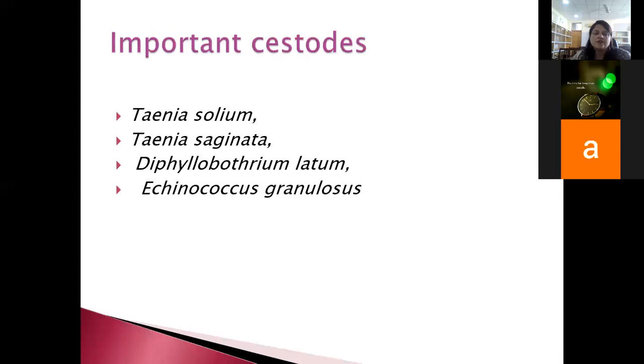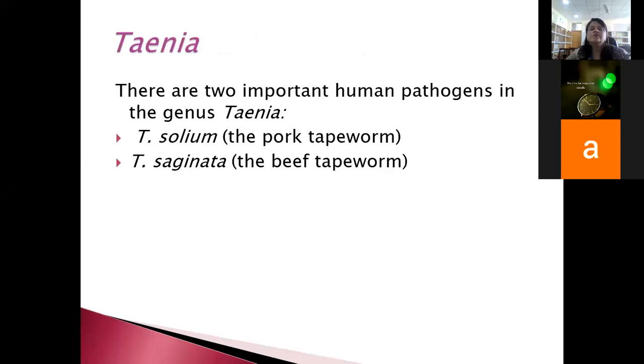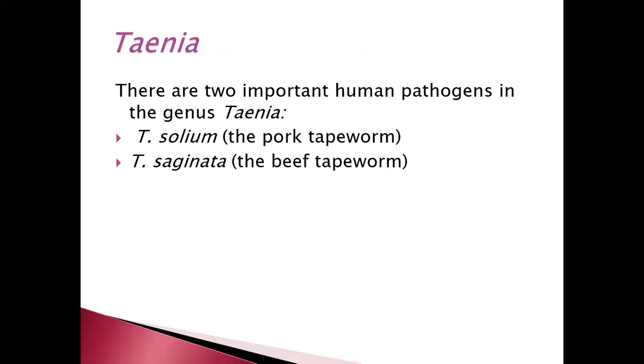The medically most important cestodes in humans are Taenia solium, saginata, Diphyllobothrium, and the Echinococcus granulosus. Taenia are the two most important human pathogens in the genus, that is Taenia solium and saginata. Solium is a pork tapeworm, while the saginata is a beef tapeworm.